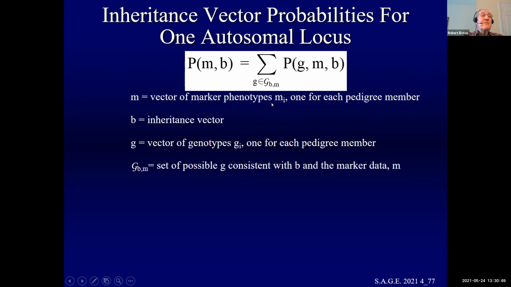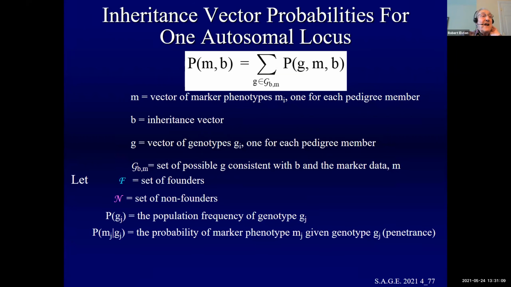So M is the vector of marker phenotypes, MJ, one for each pedigree member. B is the inheritance vector. G is a vector of genotypes, one for each pedigree member, and this is the set of all G consistent with B and the marker data M. All right. So let F be the set of founders, N the set of non-founders. Let this be the population frequency of genotype GJ. Then P(MJ given GJ) is the probability of marker phenotype MJ given genotype GJ.